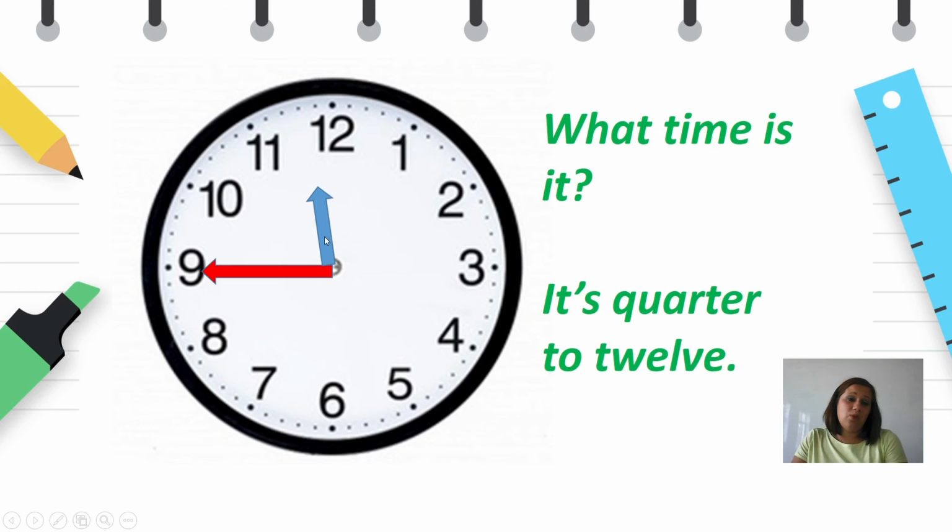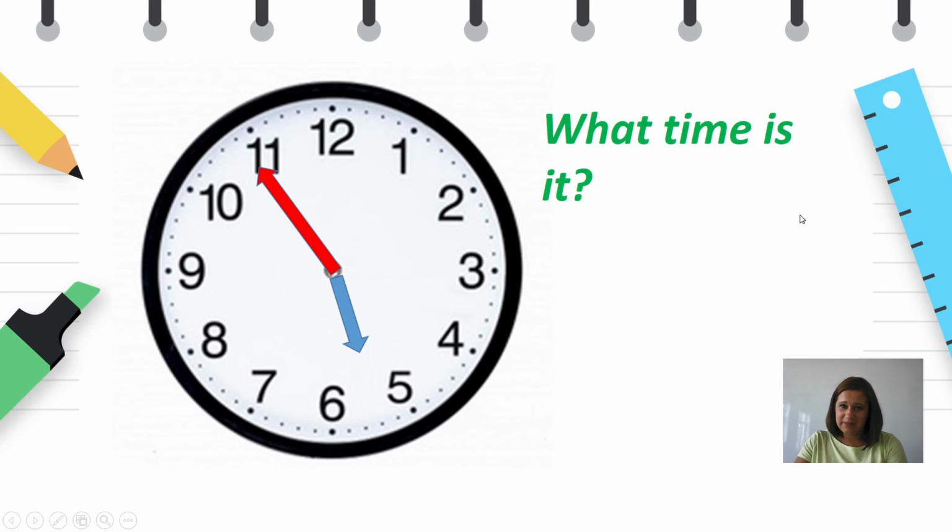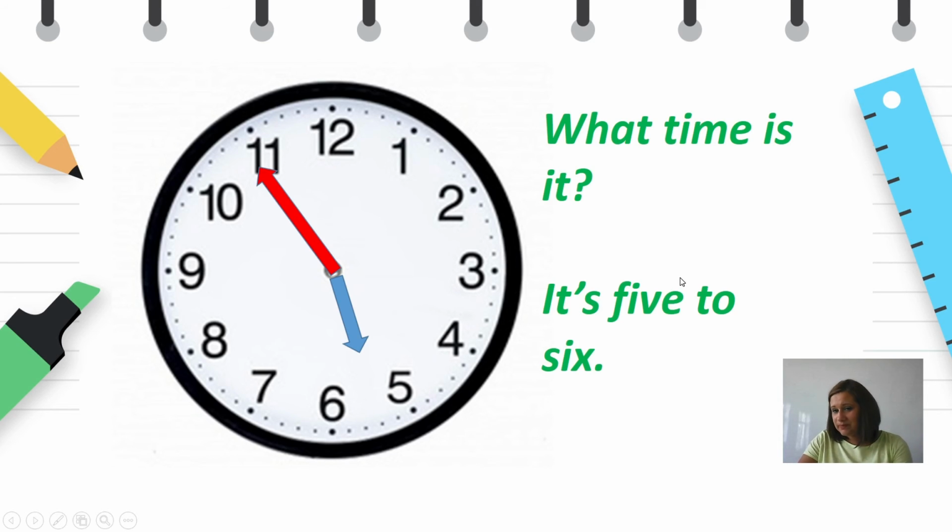So, what time is it? It's 11:45. 15 до 12. What about here? What time is it? So the small hand is almost at number 6 and the big hand is at number 11. This shows us that there are 5 minutes until the next hour. So the answer is it's 5 to 6.